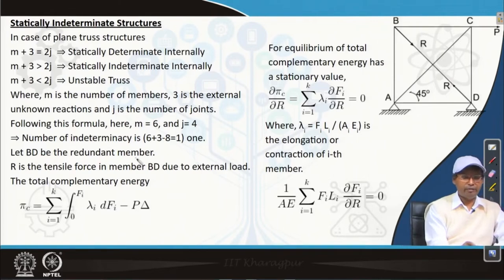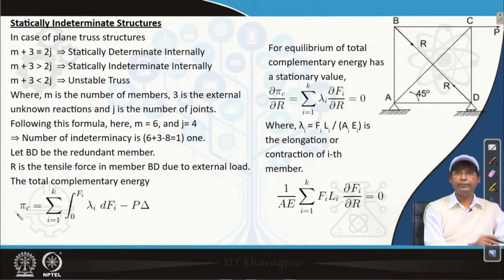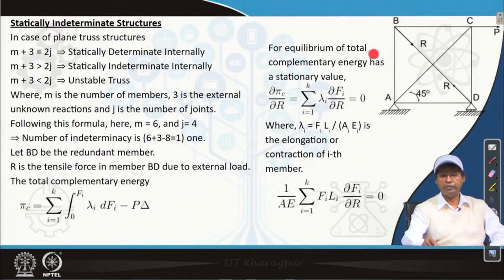Let BD be the redundant member, R is the tensile force in the member BD due to external load. The total complementary energy, pi c, as we have done many times, is the integral of the individual force and the variation of the force, lambda_i d(F_i), from 0 to F_i, i equals 1 to k, minus this is the external energy induced into it. So, for equilibrium, the total complementary energy has a stationary value if we consider variation with respect to R.